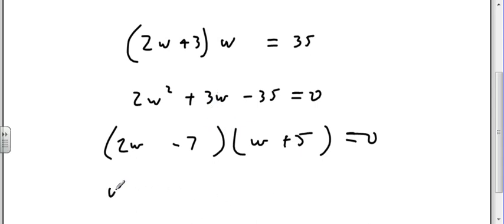Okay, so my width is one of two numbers. It's either 7 over 2 or it's minus 5.